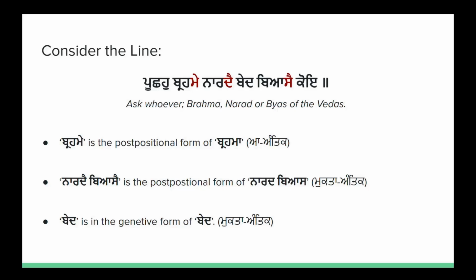So let's just get into it, straight into it. The type of things that we're going to be talking about, essentially. So here we can look at the line here. Puchaho brahme narada bed vyasa koe. Now if you notice here, the brahme is ending with a laa, while narada is ending with a dalan, and while bias is also ending with a dalan.